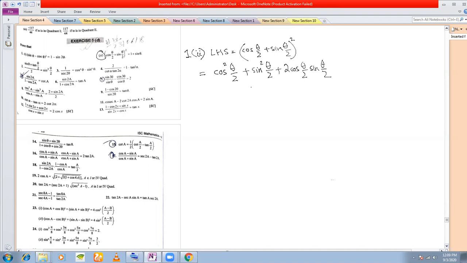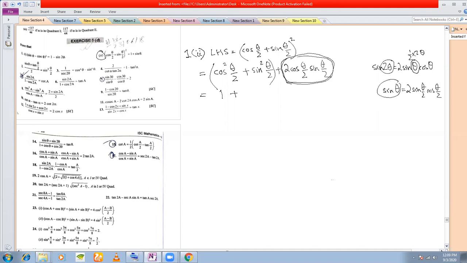Okay, so this is by your (a plus b) whole square formula. Now cos square theta by 2 plus sine square theta by 2 is 1, plus now 2 sine theta by 2 cos theta by 2. What is this? You know that sine 2 theta is 2 sine theta cos theta. That means this angle is nothing but half of this angle. So therefore, what can we write about sine theta? Sine theta you can write as 2 sine theta by 2 cos theta by 2. So therefore, this part is simply sine theta.